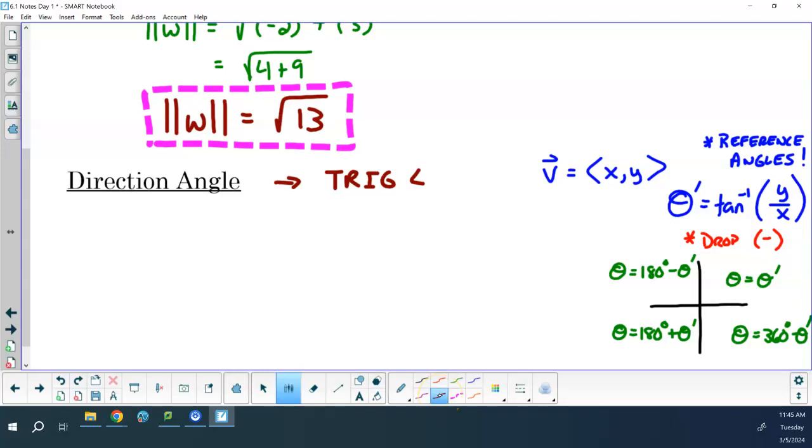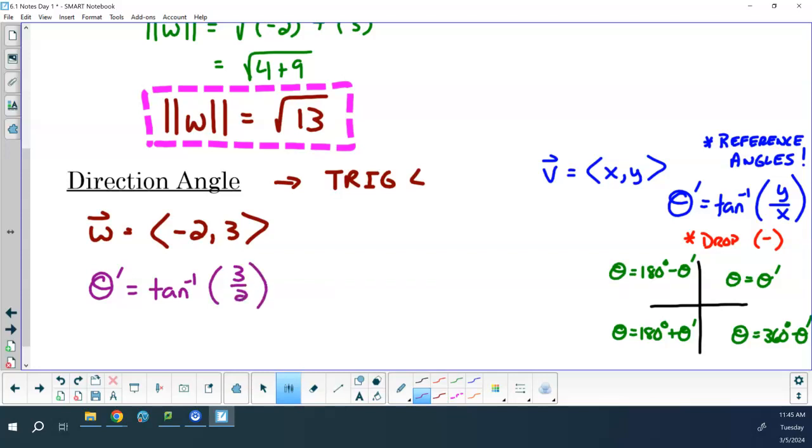So if vector W was once again the vector negative 2, 3, bless you twice, whoever sees, and then my reference angle, theta prime, is going to be the inverse tangent of 3/2, because I drop the negative sign. Somebody with a calculator, inverse tangent of 3/2.